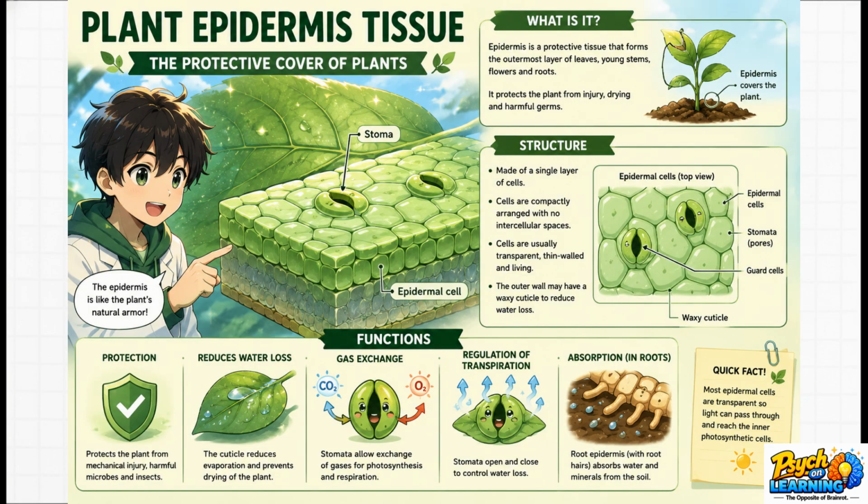To help out with this, especially on leaves, these cells often develop a thick, waxy, waterproof coating. This is so important because it reduces the evaporation of water, stopping the plant from drying out in the hot sun. Now, down in the roots, this exact same tissue adapts to do the opposite. It helps absorb water and minerals from the soil.